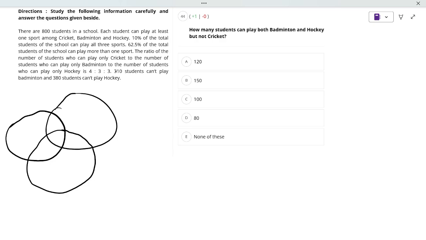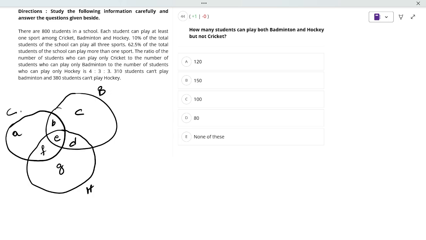All right. Now we have a total of 800 students. Okay, so total is 800. Each student plays at least one sport. So let's say this is cricket. Cricket means we have this circle. Alright, let us assume this is a circle. We have 3 circles. So this one is called badminton and this one is called hockey. So we can name the regions A, B, C, D, E, F and G.